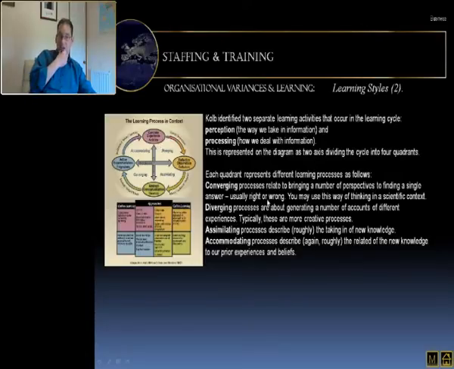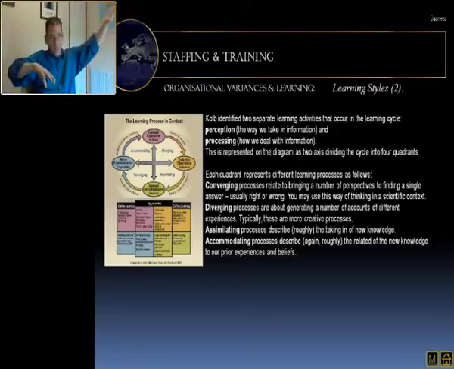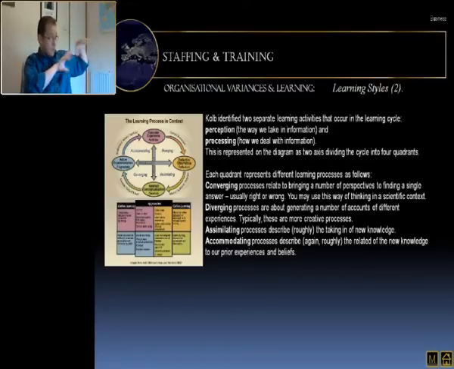Each quadrant represents different learning processes as follows. So converging, processes relating to bringing a number of perspectives to find a single answer, which is what I've been doing to produce these 3. Looking at it from multiple perspectives. Everybody, in other words, this is where other people have come into it. They've put their effort in. I've gathered that information, broken it all apart, done the comparisons and everything, and then you've got this. Find a single answer, usually right or wrong. You may use this way of thinking in a scientific context.